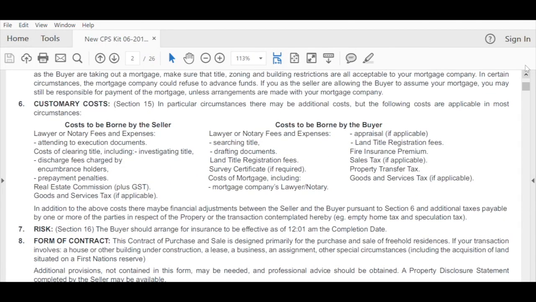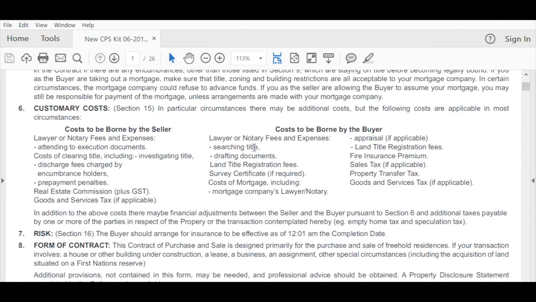The cost to the buyer is mainly lawyer or notary fees for searching the title, drafting the contract, land title registration fees, survey certificate, cost of mortgage, if any, and then appraisal if applicable, fire insurance premium, sales tax if applicable, property transfer tax, goods and services tax if applicable.